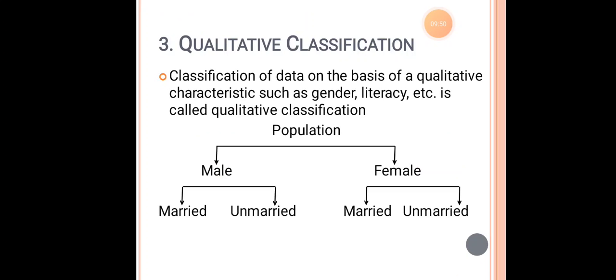Okay, next thing, qualitative classification. It is the classification which is not based upon numerical terms, but is based upon the skill or the appearance. That is known as qualitative classification, based upon the quality of a particular individual, maybe the behavior, all these things come under qualitative classification. So the meaning is classification of data on the basis of qualitative characteristics such as gender, literacy, etc. is called qualitative classification. For example, I have taken the population. A particular male or female's characteristics, we cannot measure those things in numbers. So whether the population is married or unmarried, which I have taken into consideration.